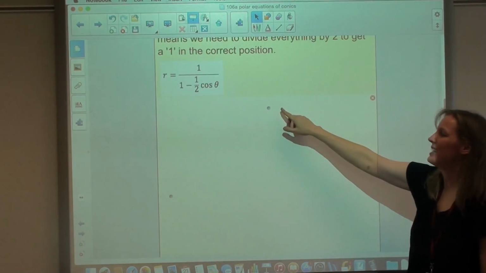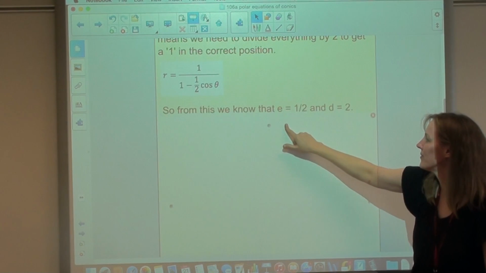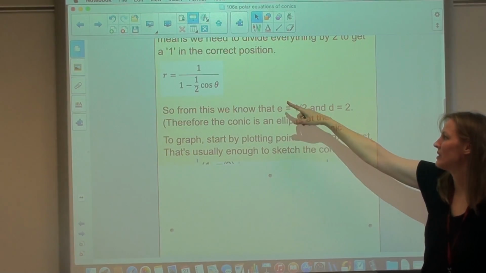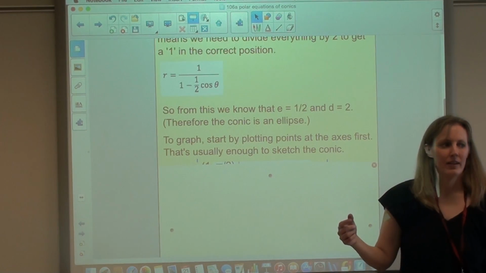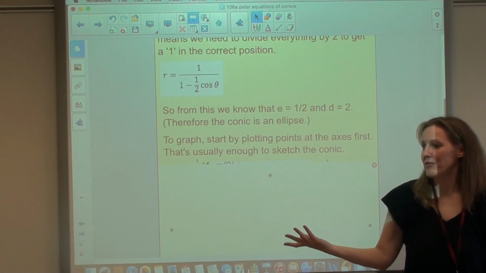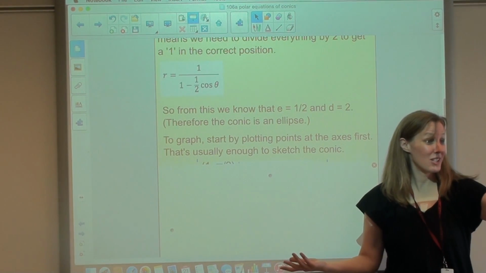Alright, so what's E? 1/2. What's D? 2. Okay, and we know this is an ellipse. How did I know that this is an ellipse? Because E is a half. It's between 0 and 1. And maybe by the way, less than 0? Good question. I was just about to say that.